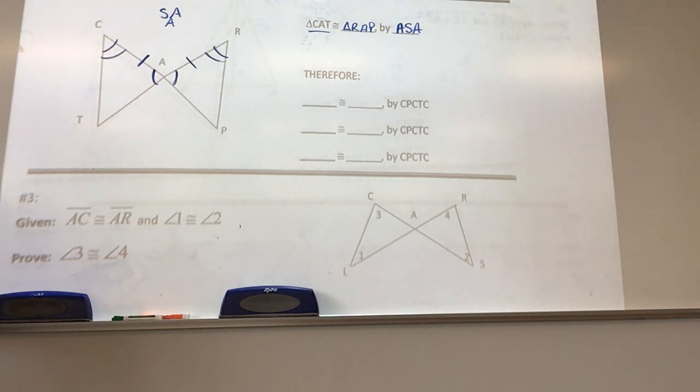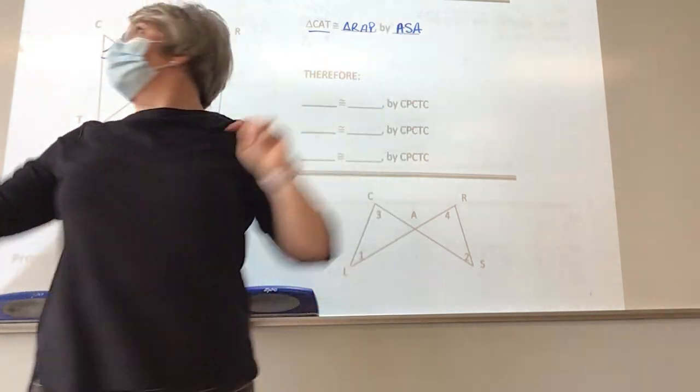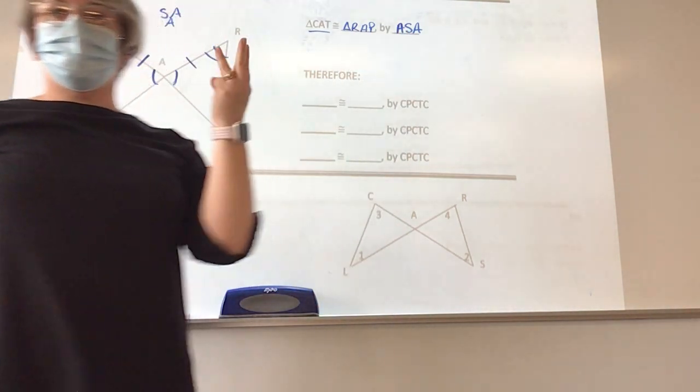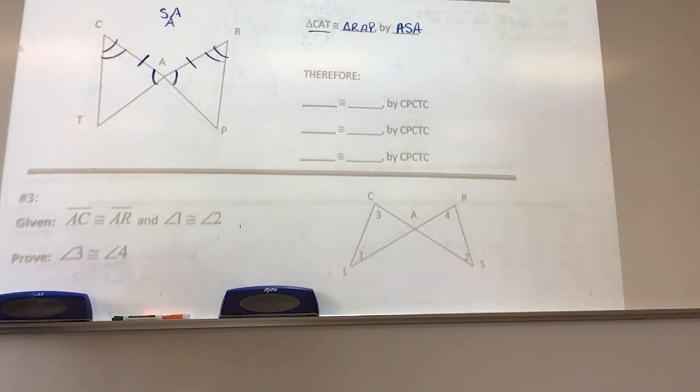Okay, who are the three pieces? Because we only use 3 out of the total 6. So who are the 3 that we did not use? Reese, give me one.